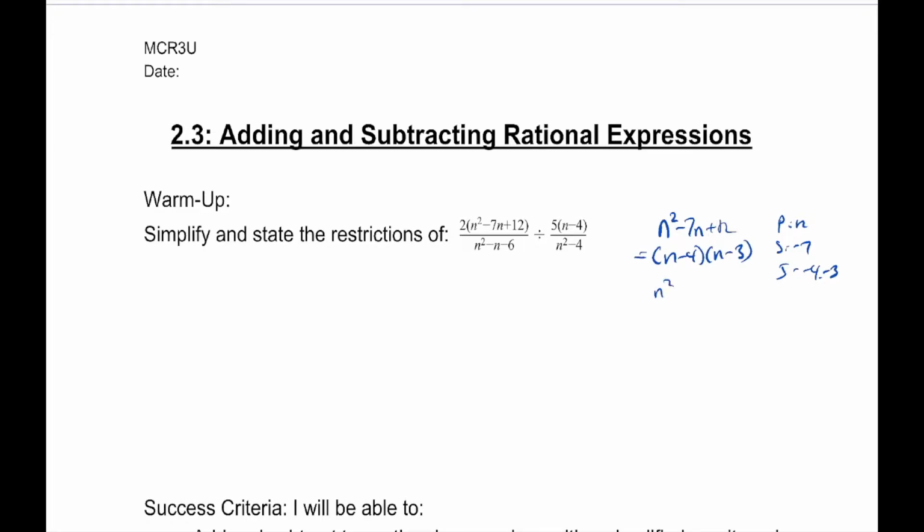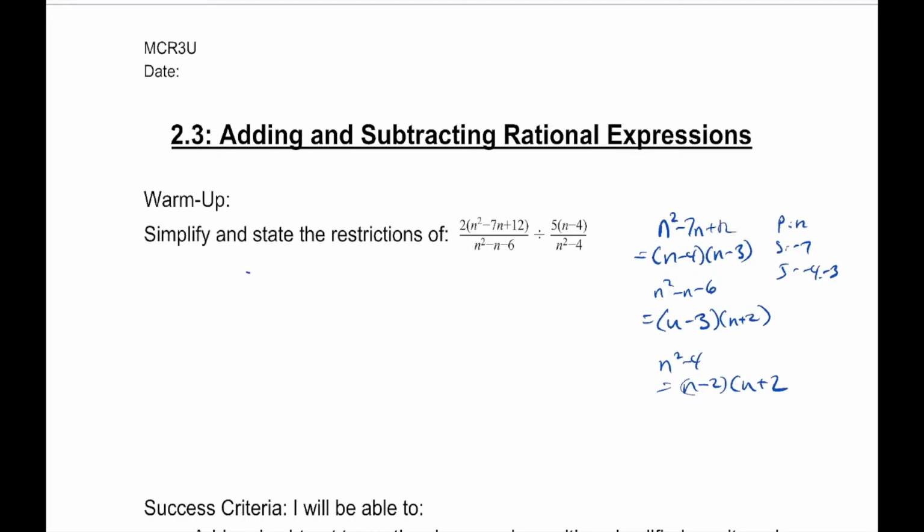n squared minus n minus 6. I'm just going to do this quickly. The product is negative 6, so the integers are going to be negative 3 and positive 2. And then lastly, the difference of squares, n squared minus 4, is going to factor to (n minus 2)(n plus 2). So let's rewrite the equation now that everything is factored.